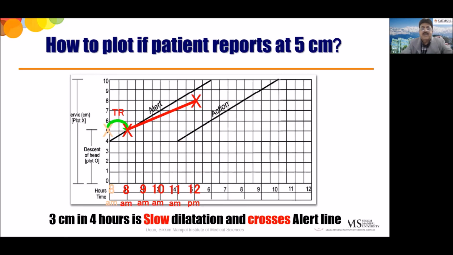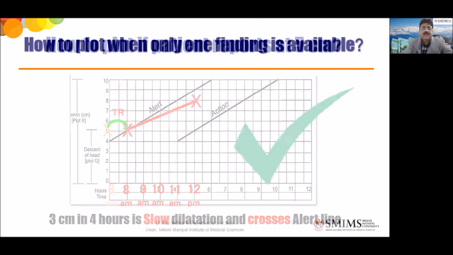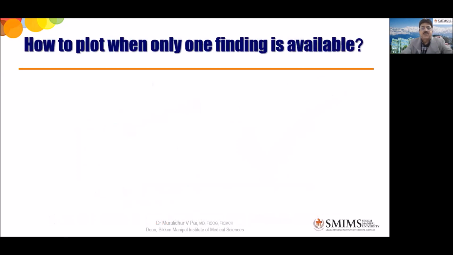And in this way, it has crossed the alert line also. I hope you are very clear about it. This is the correct way to plot. How to plot if there is only one finding?